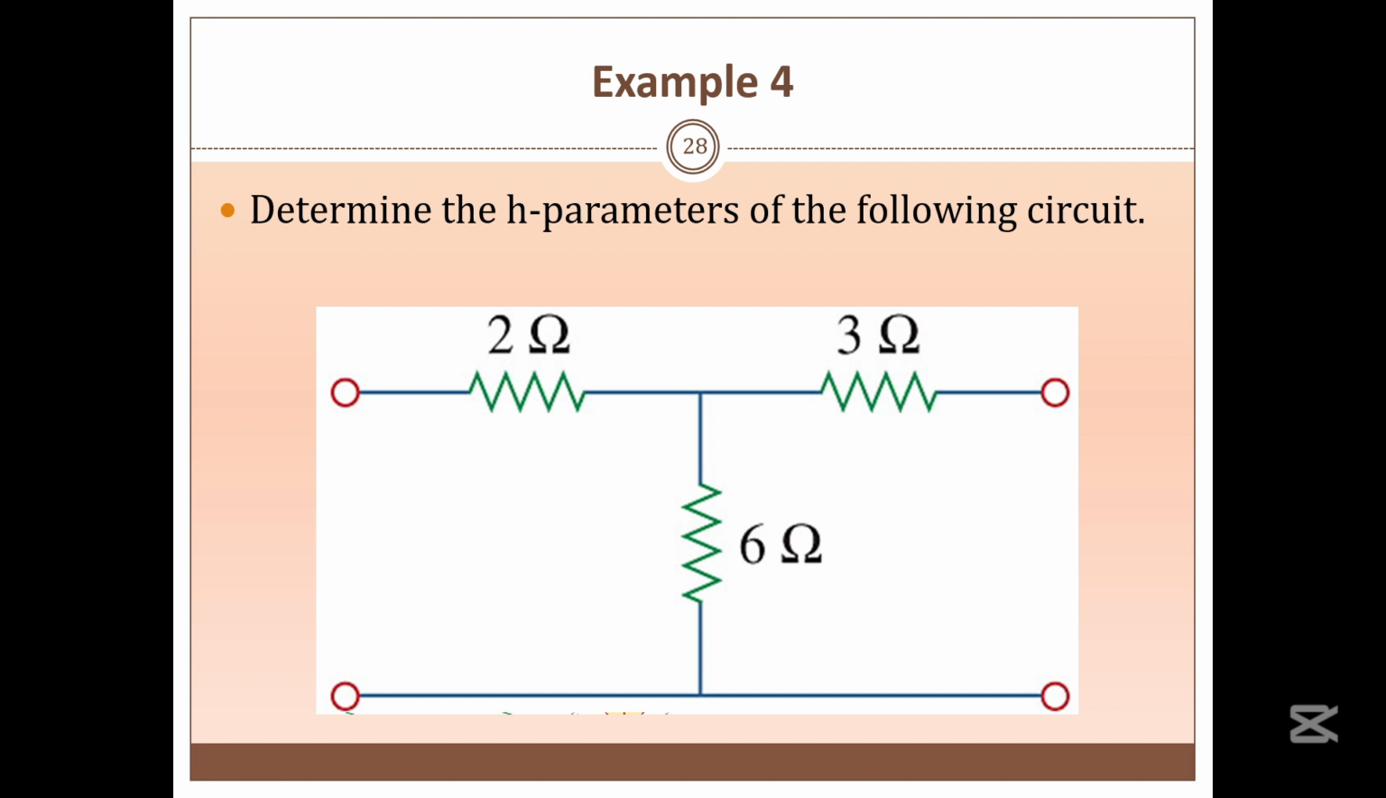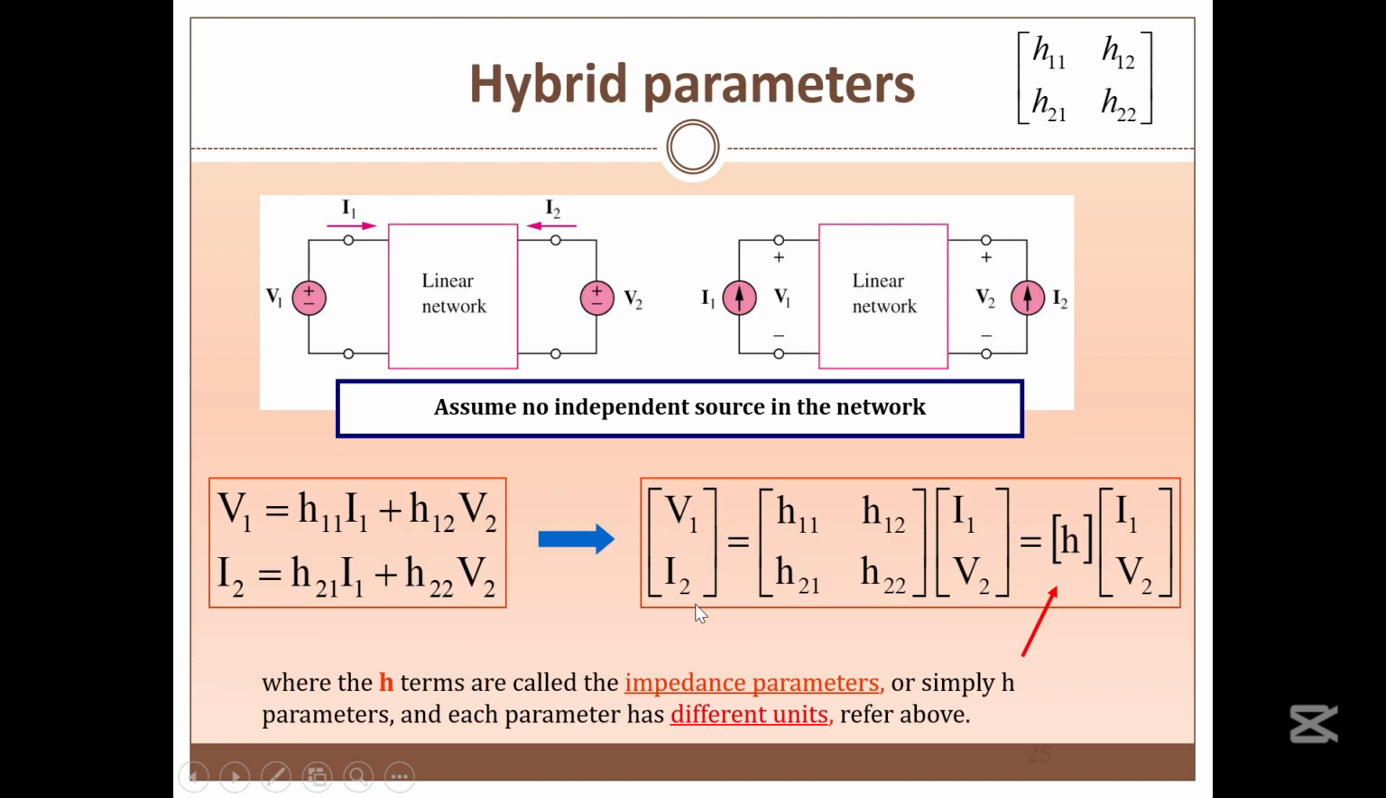So here we have an example where you will determine the H parameters of the following circuit. You will use the equation and eliminate one of the ports. For example, say I1 you eliminate, meaning it becomes an open circuit. V2 at port 2 you will short circuit, to eliminate the V2. When you eliminate this one, you will get H11 and H21, and when you eliminate the I, you will have H12 and H22. That's the conventional method we will use.